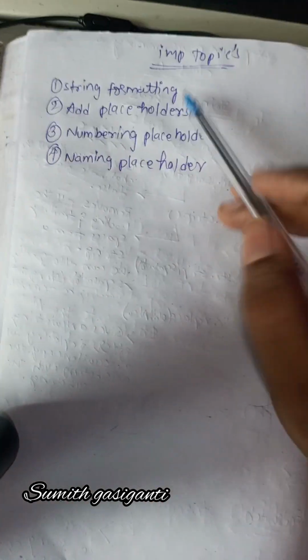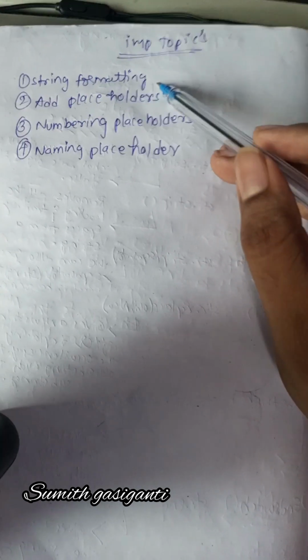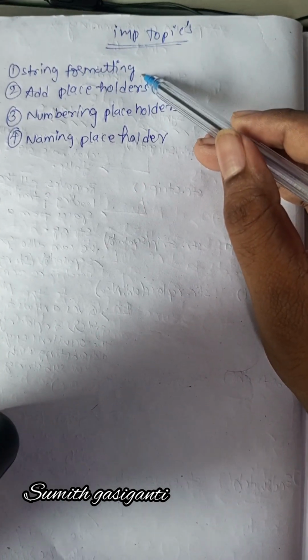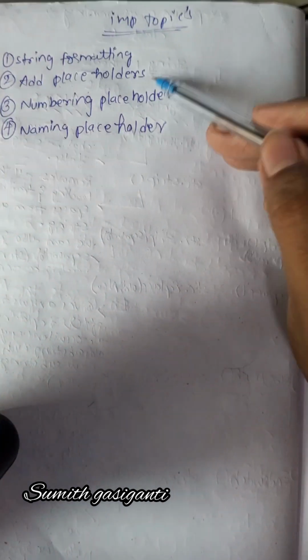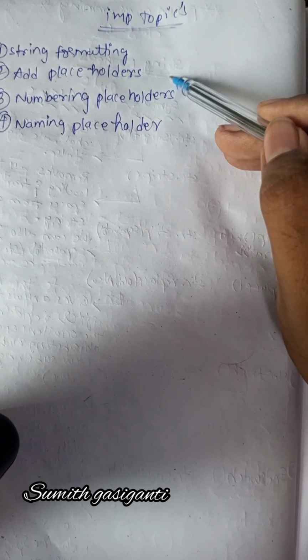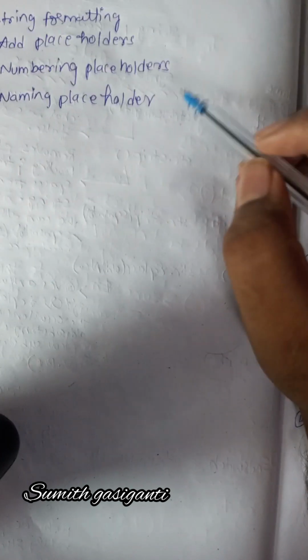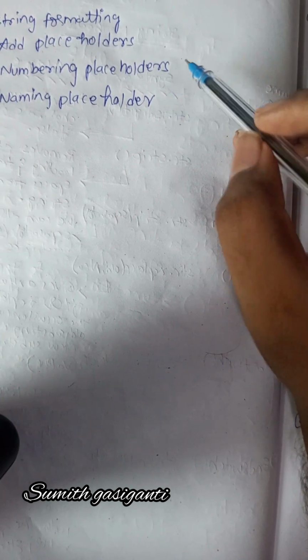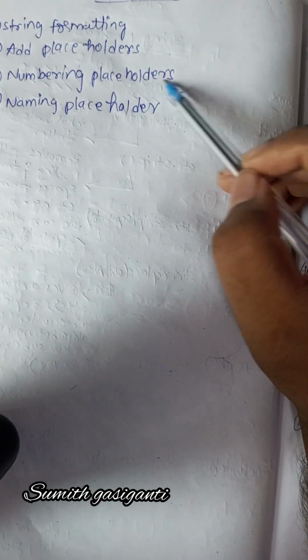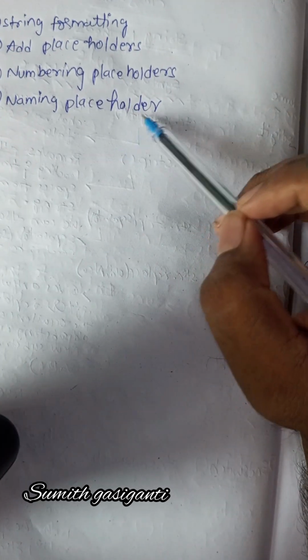Next, some of the important topics also discussed in this session are string formatting and add placeholders. What is an add placeholder? I will be explaining now. Please listen carefully, the concept is very important to understand. Next, numbering placeholder and also naming placeholder.